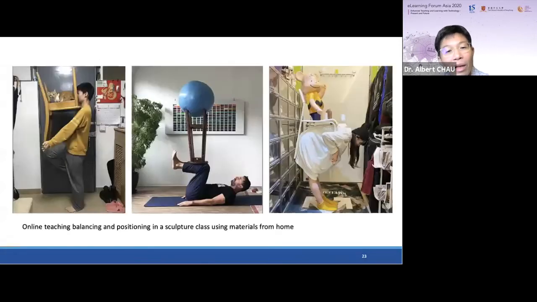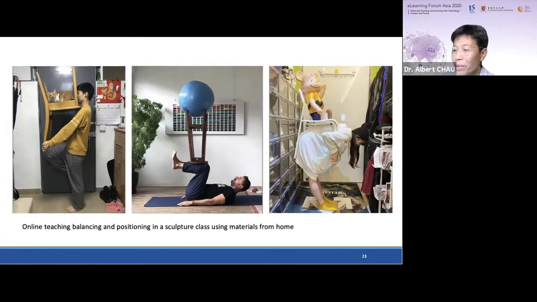Next slide, please. Now with COVID-19, indeed a lot of our colleagues are doing very interesting things. In the past, this is a few pictures showing how our visual arts teacher, okay, teaching sculpture. In sculpture, you need to know about how to balance, okay, so that your creation won't fall. So with COVID-19, he was doing this in school and then asked the students to use whatever they have at home to balance objects, okay, and then he will assess accordingly. So these are the things that we are doing.